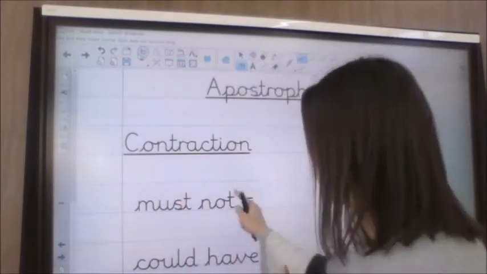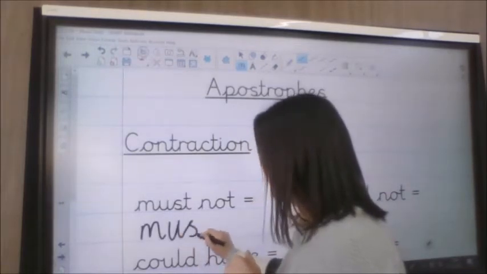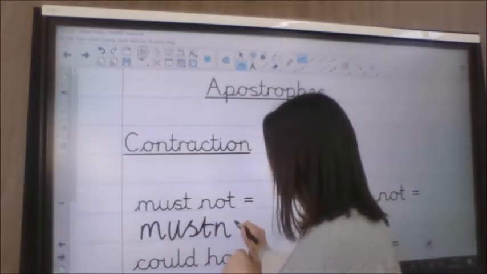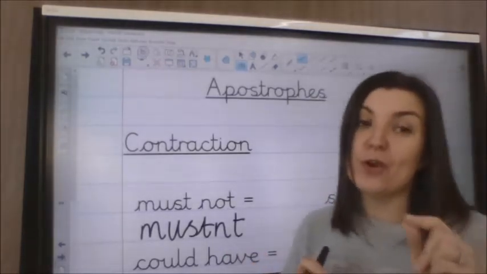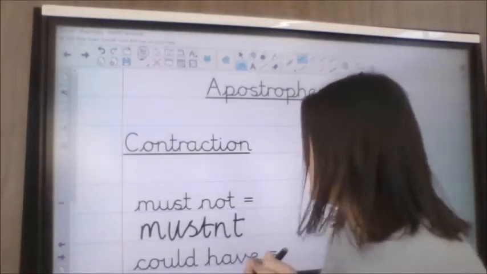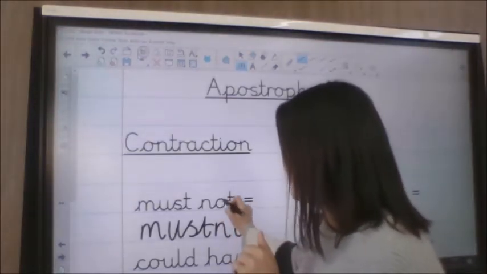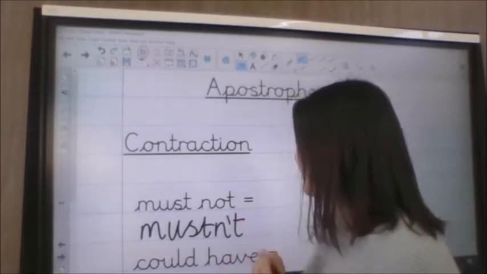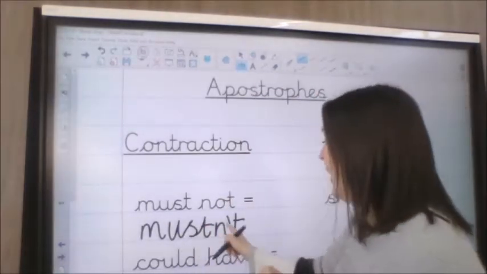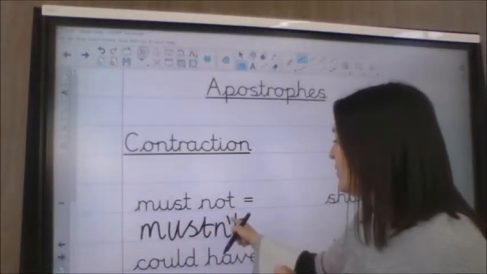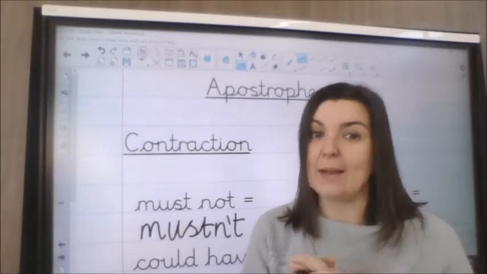So I've got must not. So here I'm going to make this into mustn't. Now I've got to think about where the first letter has been missed out. So here, the O has been missed out, so that's where my apostrophe will be. Mustn't. So it goes there where the letter O would have been.